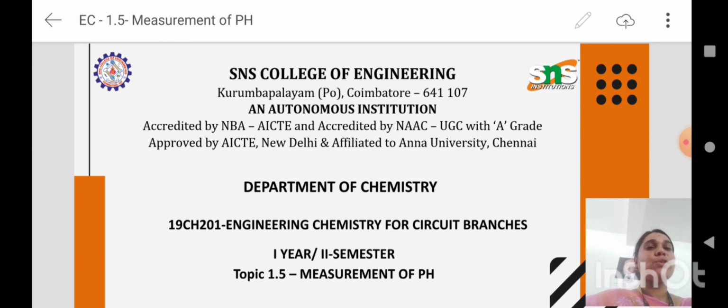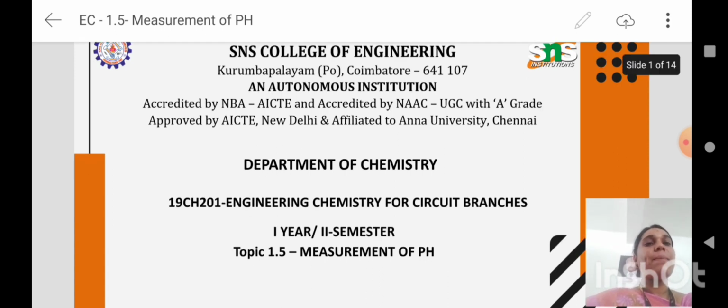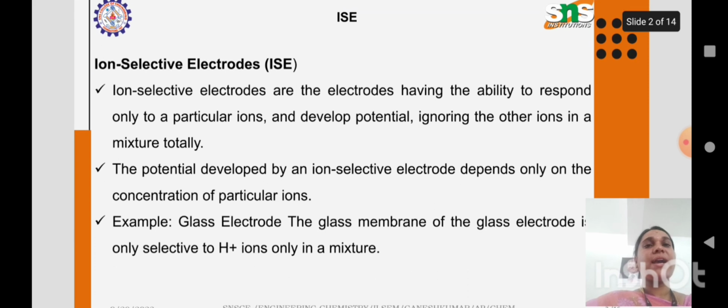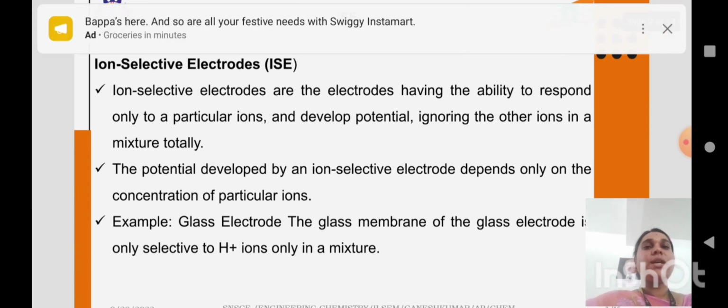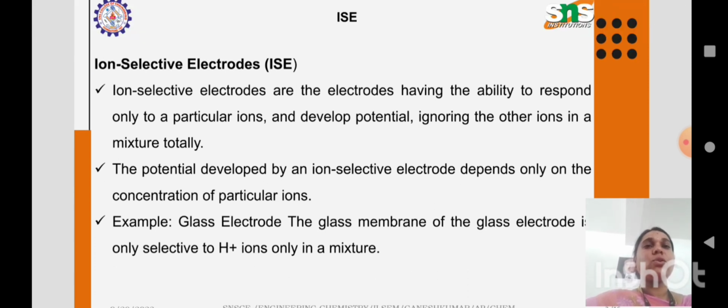Today I'm going to share about measurement of pH. That is, pH can be determined using a particular electrode, an ion selective electrode. Ion selective electrodes have the ability to respond only to a particular ion. If it is particular to hydrogen ion, it selectively gets the potential of the hydrogen ion, not other ions present in the sample.